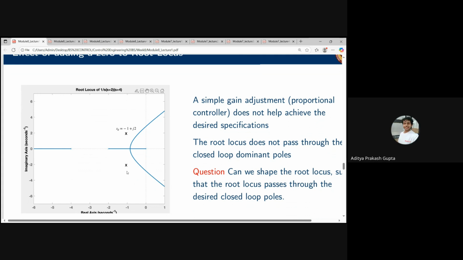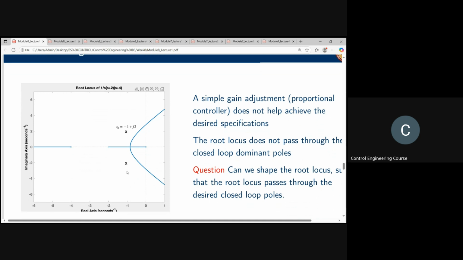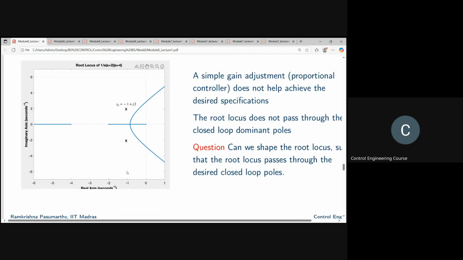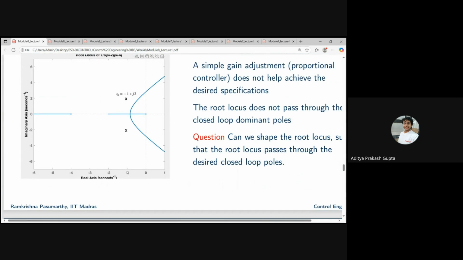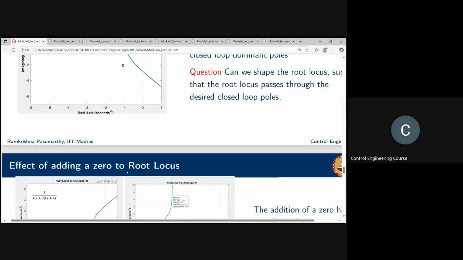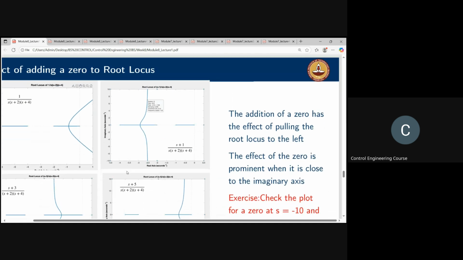Yes, sir. So if you want the root locus to pass through a region, you have to manipulate the poles and zeros. You have to introduce additional poles and zeros so that it passes through the region. Got it? I think here we should add a zero. We'll come to that slowly. So that is where the compensation comes in.